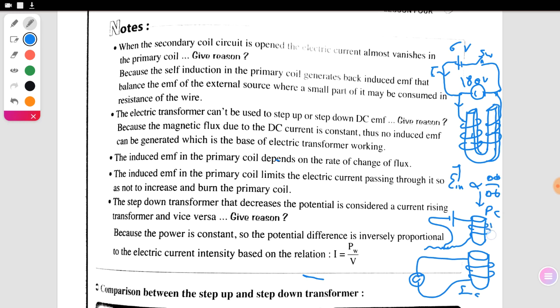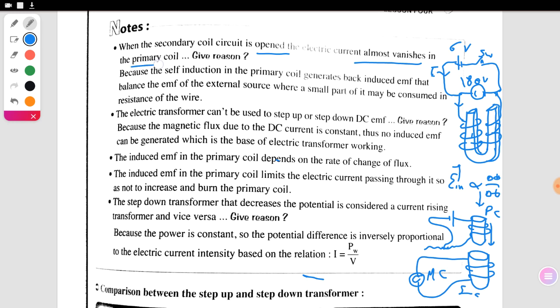When the primary coil is placed inside the secondary coil, a change in magnetic flux takes place, which produces induced EMF, which can be observed through the moving coil galvanometer. This is the moving coil galvanometer. When the secondary circuit, which is connected with the moving coil galvanometer, is opened, the current almost vanishes.